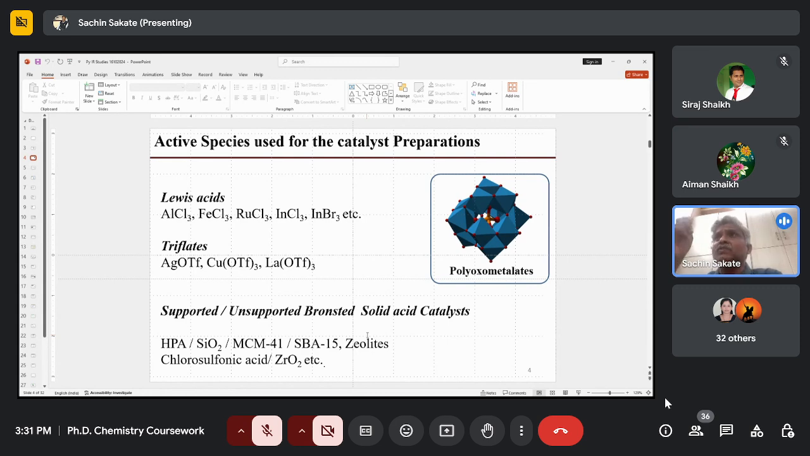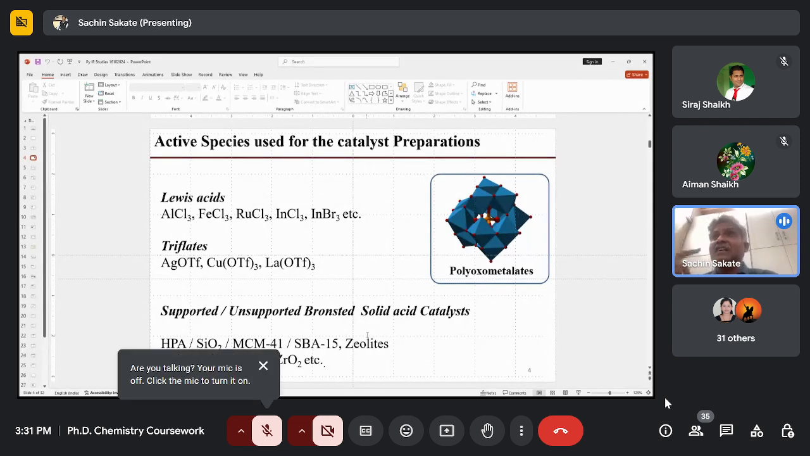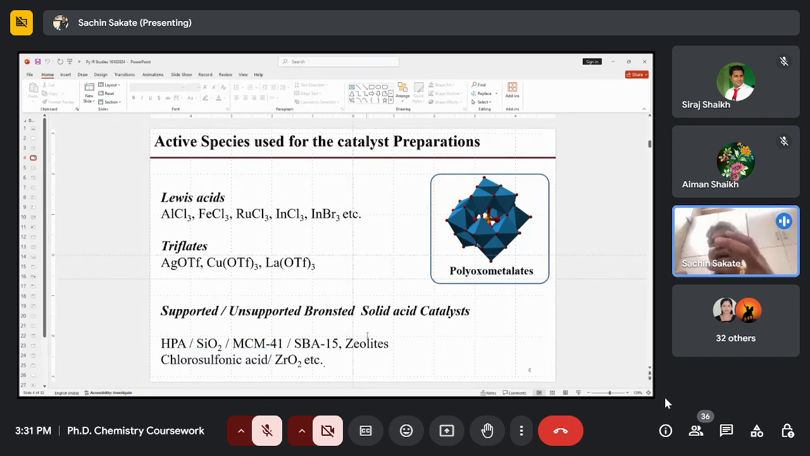Phosphotungstic acid itself has a molecular weight of about 2,880 grams per mole. So just imagine the weight of this solid acid. H3PW12O40 is the molecular formula. There are 12 tungsten atoms and 40 oxygens, designed in such a way that the central phosphate is joined by the 12 tungstate units. So again, very beautiful chemistry.